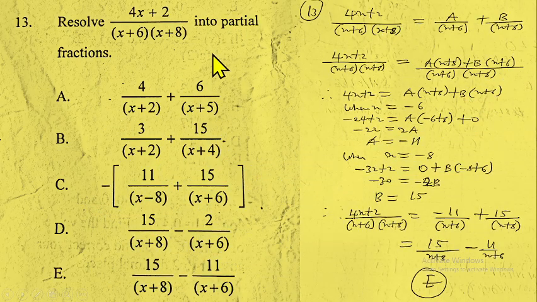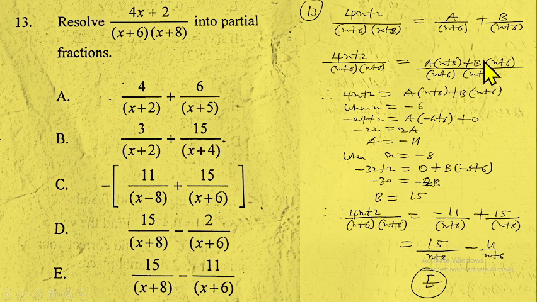Question number 13 is from partial fractions. We have to resolve this partially, and how do we do that? By giving each denominator a numerator. So that means you'll have (4s plus 2) over (s plus 6)(s plus 8) equals a over the first denominator plus b over the second denominator. Then from there, we can find the LCM of the right hand side, which will be (s plus 6)(s plus 8).